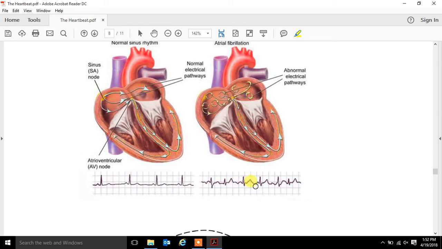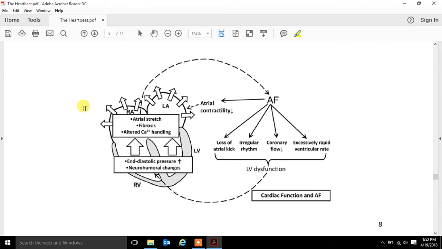So now you see something that looks a little bit like this. P waves all over, very irregular. This creates a problem. You think, oh, well, it's just the atria. It's not like it's pumping the systemic circulation. Do we really care? And the problem is that over time, it can really create some issues.